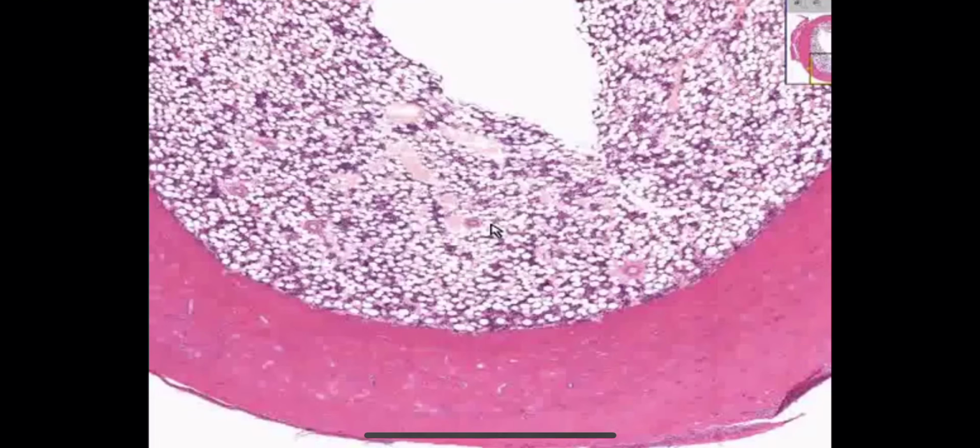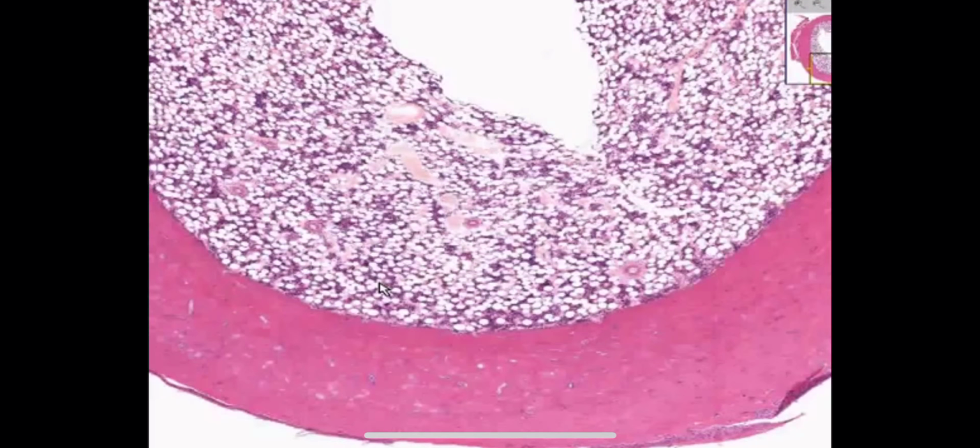Here we have a specialized type of connective tissue known as bone. Bone can be very, very dense, or what they call cortical bone, which you see here as this pink band in the lower part of the field, or you can have a looser type of bone which goes by a wide variety of names, which we don't see here, but we'll get to later. In addition, bone has marrow.